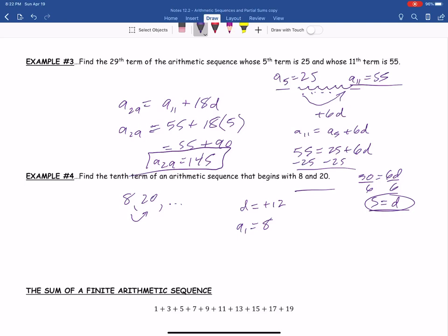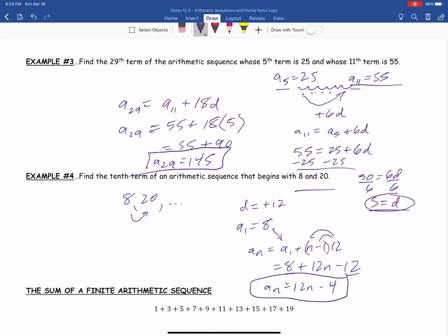I think on this one, I would probably just jump to that important formula I told you: A sub n is equal to A sub 1 plus n minus 1 times d, which in this case d is 12. A sub 1 is 8. So I know that my general formula is going to be 12n minus 4.